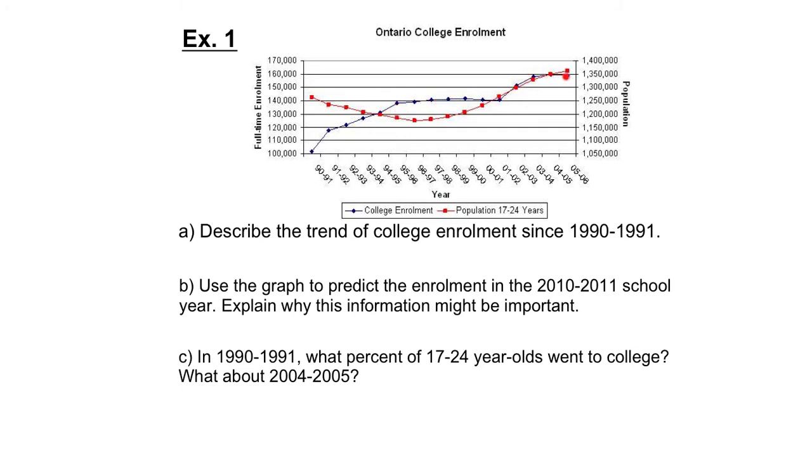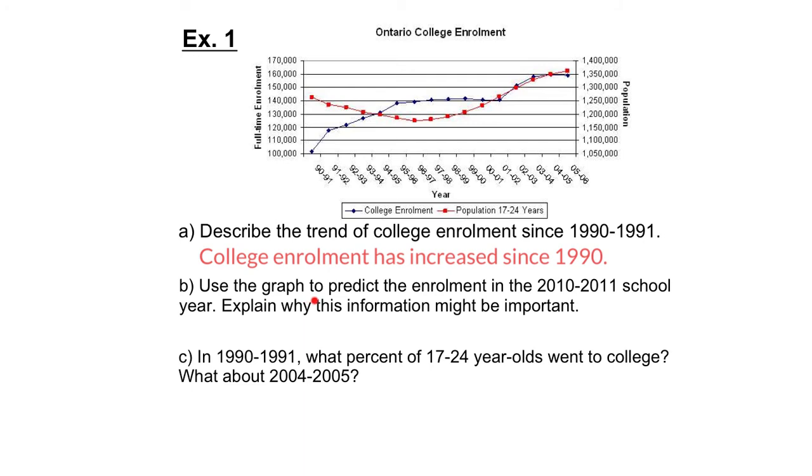Well, it looks to me like, in general, college enrollment has increased since 1990. So when you're asked to describe a trend, you're basically just saying whether or not it's increasing, decreasing, or staying relatively the same. In this case, college enrollment looks like overall it's increasing.